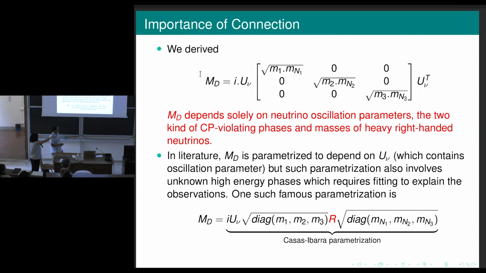This depends on U, no? Yes. And you say that this involves some high energy phases which require fitting to explain the observation. Which kind of high energy? No, not high energy phases. I am saying that we explain this leptogenesis, which is a high energy phenomenon, with the help of only the low energy oscillation parameters, which come in the U nu. So you do not invoke something else, no? Yes, this only depends on the low energy oscillation parameters. Okay.